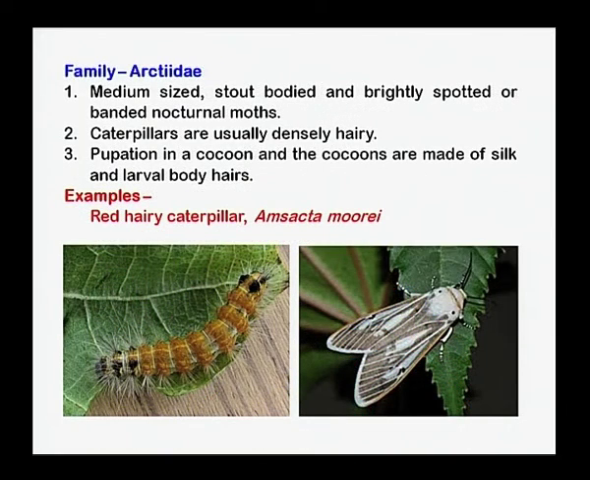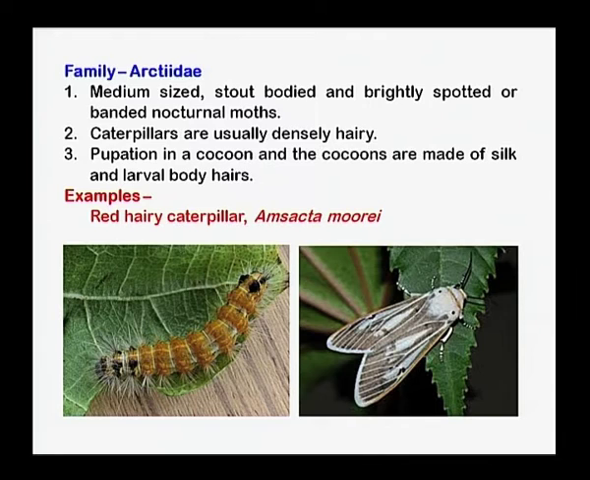Arctiidae is another important family of the order Lepidoptera. The insects are medium sized, body is very stout, very strong, and they have spots on the wings or on the entire body. Some spot-like structures are present on the moths of this family Arctiidae. Caterpillars are also provided with dense hairs.